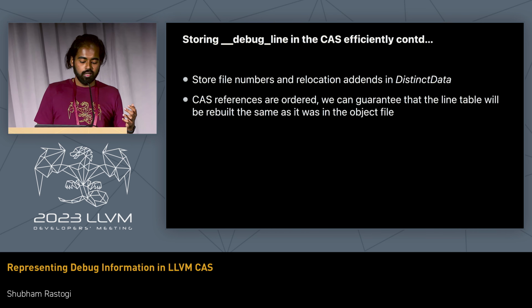So an optimized representation of the debug line section in the CAS would look something like this. We can see once again we have a CAS object in green that represents the debug line section. We have the first reference to the distinct data CAS object block that contains the line table header, the relocation addresses, and the file numbers, which we know won't deduplicate. And then we can see that there is one CAS object block per function's contribution to the line table.